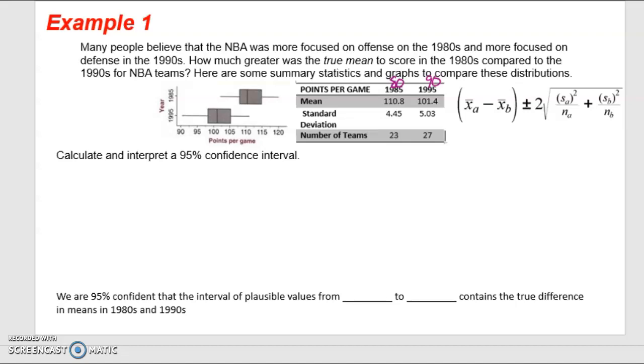So that makes this part, the 80s, context A, and that makes the 90s context B. Now again, we talked about with two proportions that you can do it the other way around, but then you're probably going to get a more negative answer.